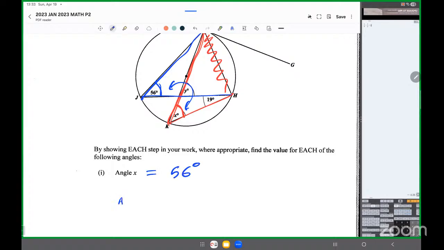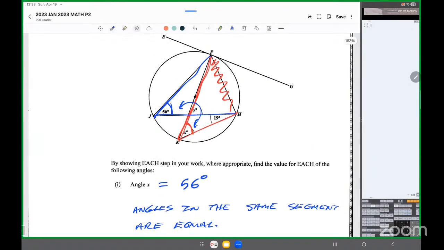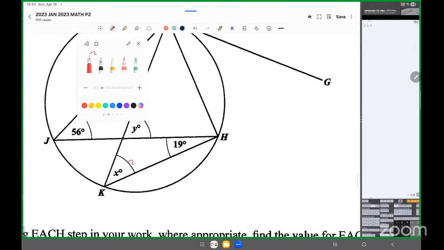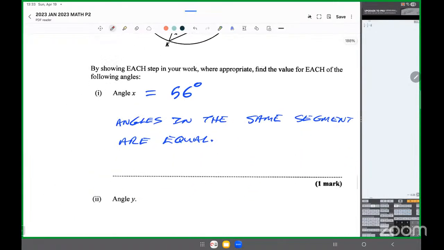Angles in the same segment are equal. That's it, all right? Done. So this angle here says 56 degrees. Let's put it on the diagram. 56 degrees. Next angle I want is angle Y.